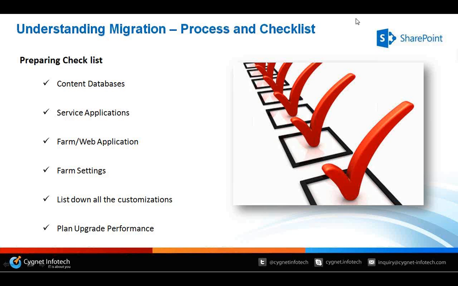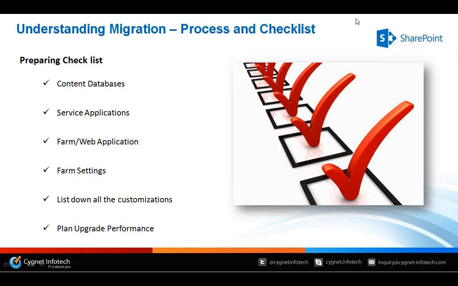Next is the service applications. Note down all the service applications and services which you are consuming in your current environment. Then you have to consider your farm or web application related settings, like your authentication providers, InfoPath forms which are deployed by the administrator, and many more things like special configuration you did for your farms. Next, list down all the customizations which you have deployed to your SharePoint farm. Now this checklist is applicable not only for a single server, it is applicable for multiple server farm environments as well.